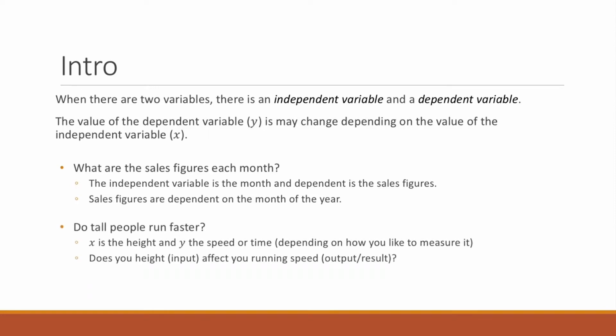Also, if we're asked whether tall people run faster, the height is going to be the independent. The speed is going to be the dependent. Think of it as an input and output. Input is the month, sales figure is the output, the result. The height is the input, the speed is the result or the output.